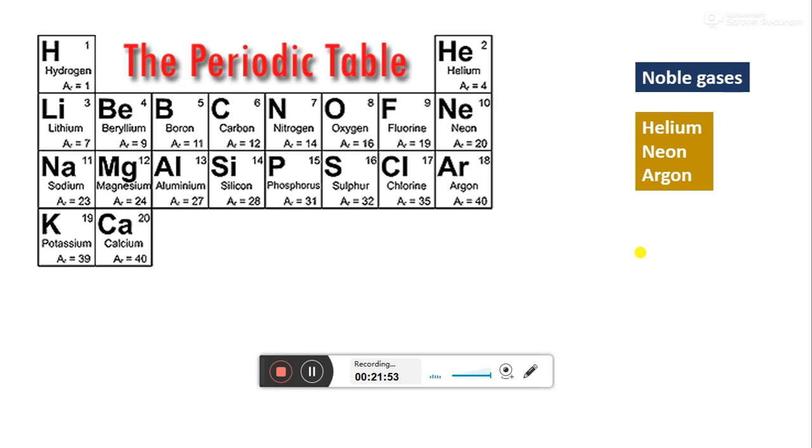Magnesium Mg, aluminium Al, silicon is Si, phosphorus is capital P, sulfur is capital S, chlorine is Cl, argon is Ar, potassium has the chemical symbol K, and calcium has Ca, right? You need to remember all the names and all the symbols with their spellings, right? This is 1 to 20, right?